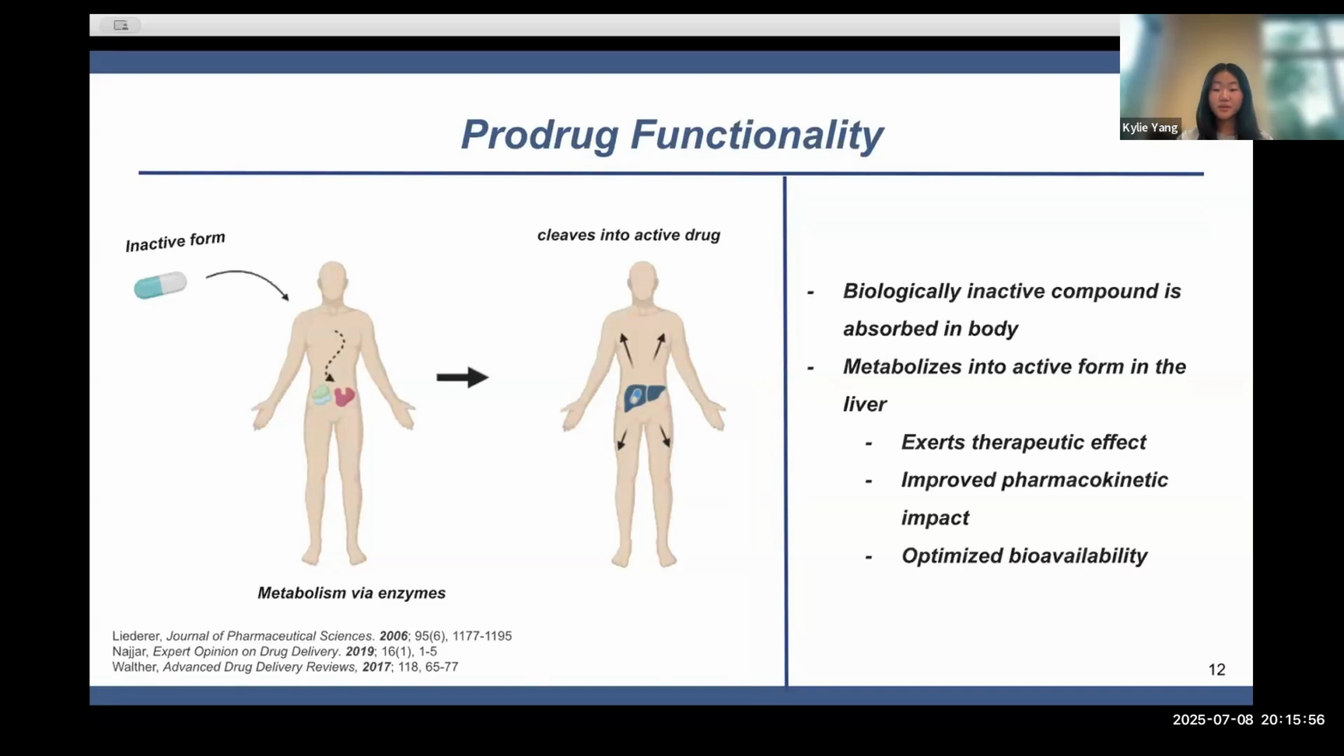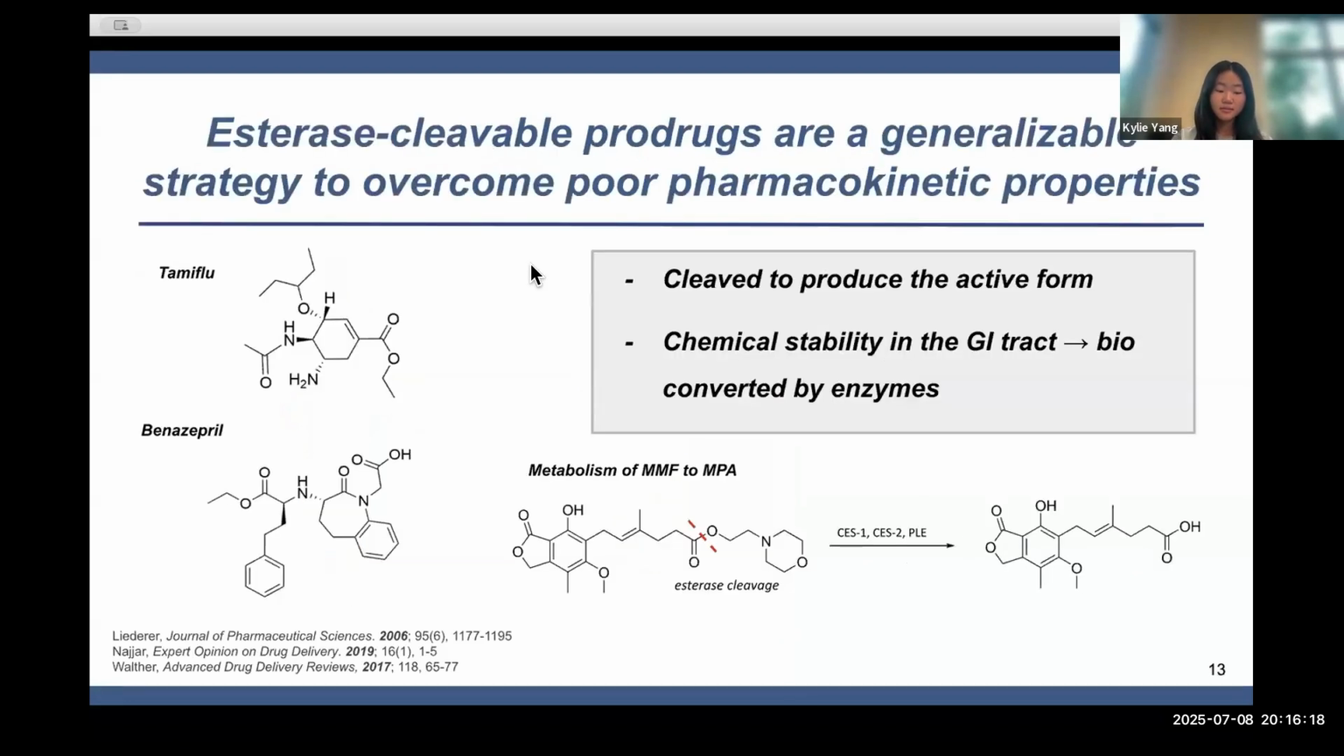This, for one, can improve absorption, two, extend the drug's duration of action, and three, enhance tissue targeting, all while reducing side effects for the patient. And overall, prodrugs help exert a more effective therapeutic response, improve absorption throughout the body, and optimize bioavailability, or how much a substance is actually utilized by the body after it is administered.